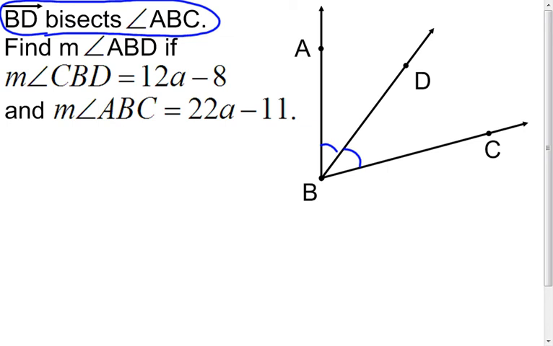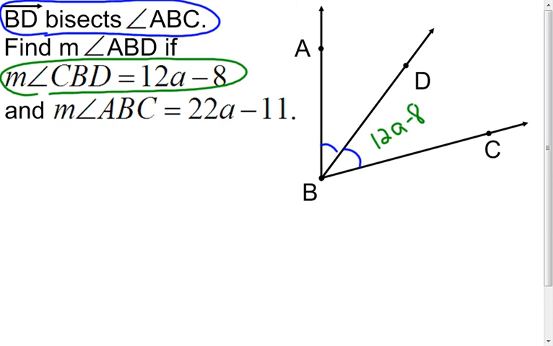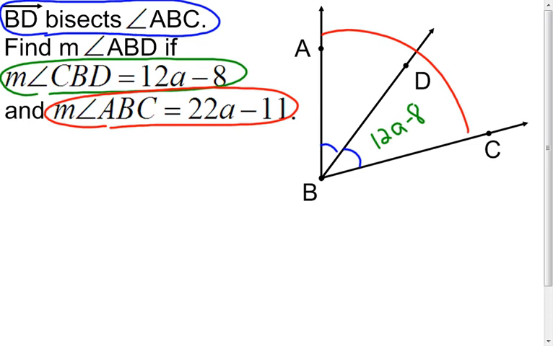Another piece of information it gives me is that the measure of angle CBD is 12a minus 8. So I find angle CBD, that's this one right here, and I'm going to write inside of it 12a minus 8. And the other piece of information tells me that the measure of angle ABC is 22a minus 11. It's hard to write that in here because that's the whole angle, and if I wrote it here, it would look like angle ABD is 22a minus 11. So I'm just going to put a big arc across the angle I want to talk about, and then say that this is the 22a minus 11.